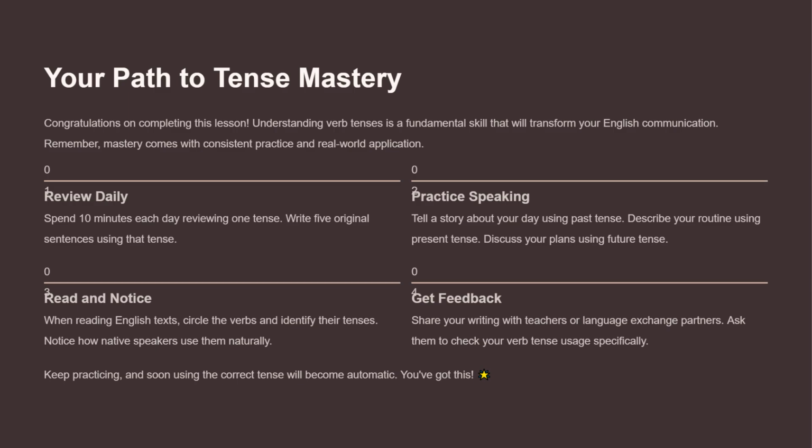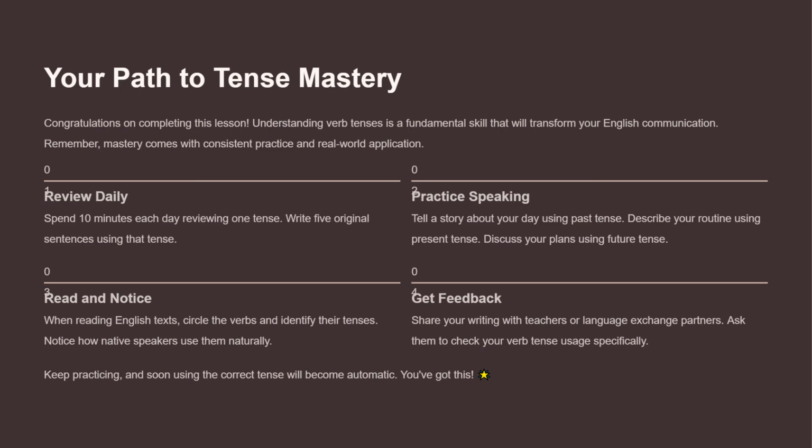Read and notice. When reading English text, circle the verbs and identify their tenses. Notice how native speakers use them naturally. Keep practicing, and soon using the correct tense will become automatic.